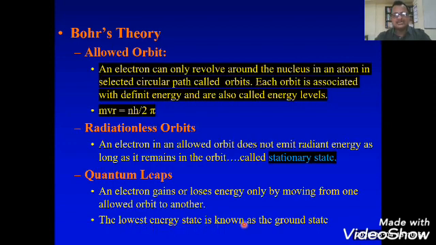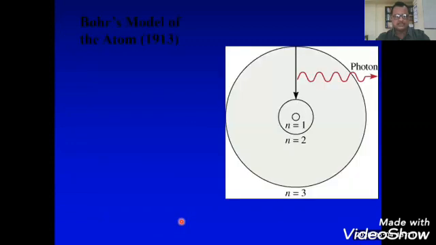So the lowest energy state is known as the ground state. So these are basically the 3 postulates of Bohr's atomic theory. The lowest energy is known as the ground state, and the high energy states are known as the excited state. So this is the Bohr's atomic model.